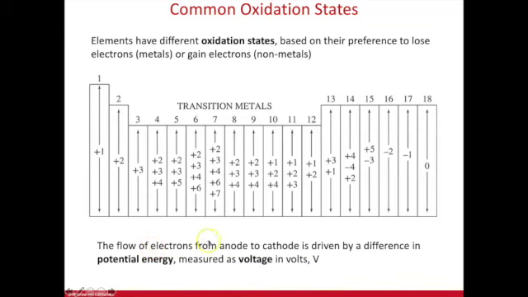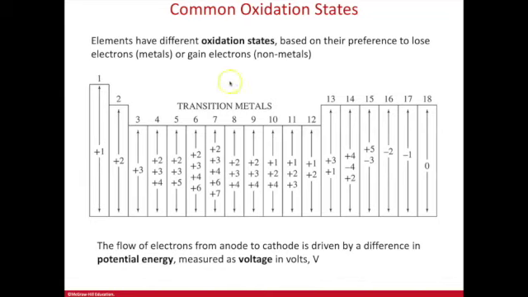There's a flow of electrons from the anode to the cathode, and that's due to the difference in potential energy between two substances inside of the battery. Inside of the battery are usually metals that are undergoing these redox reactions. So one metal loses electrons and another metal gains electrons.